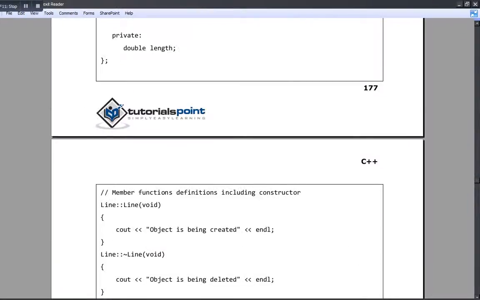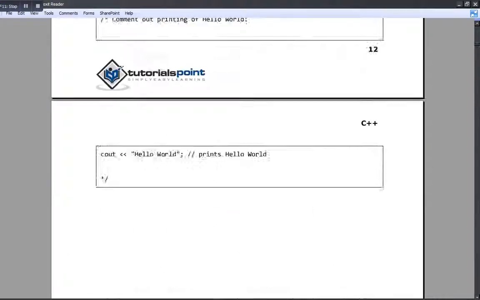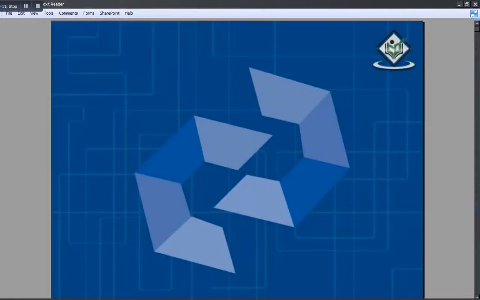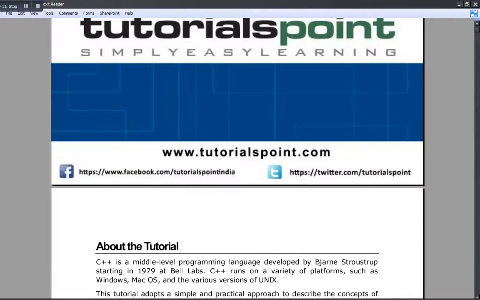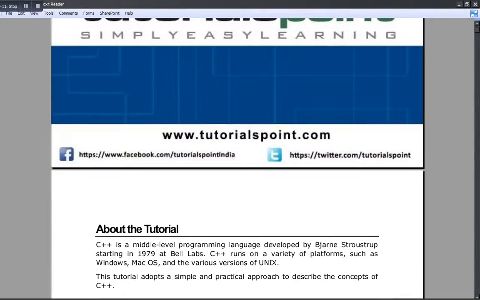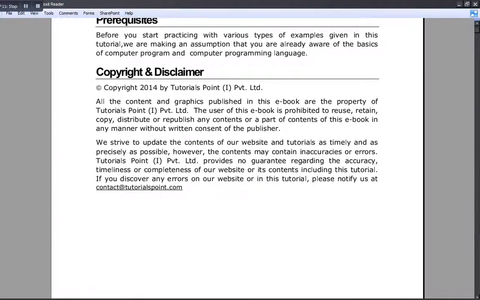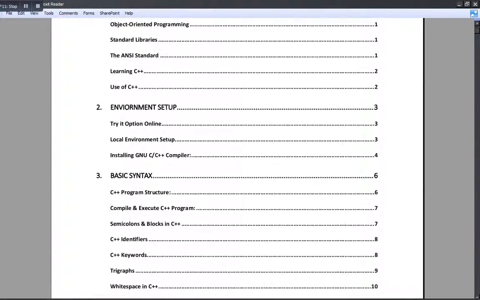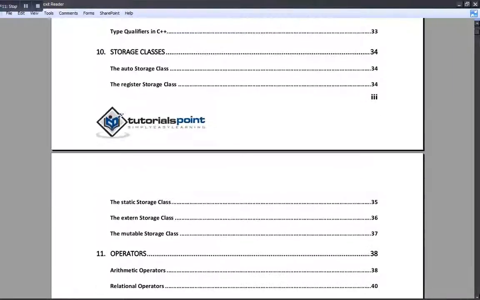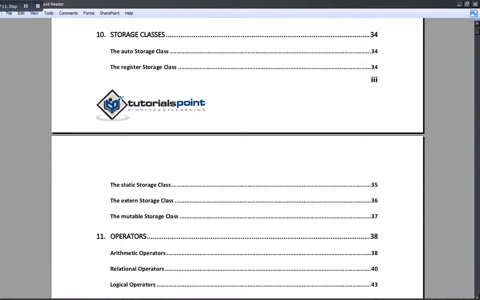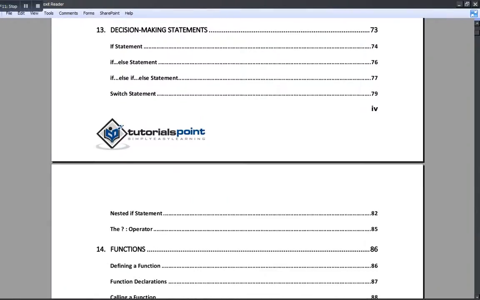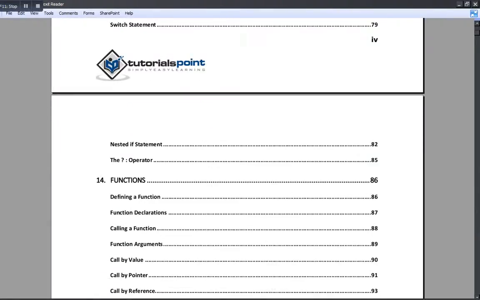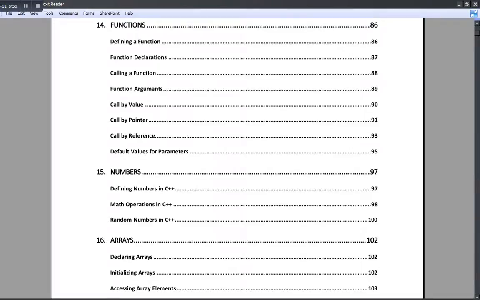C++ is an object-oriented programming language. It's a middle-level language developed by Bjarne Stroustrup in 1979. Why C++ programming language? Why don't you just go for another programming language? There's no particular reason, but C++ enables you to manipulate data, that is, to make data work in respect to your choice.